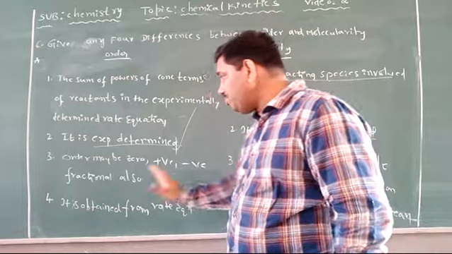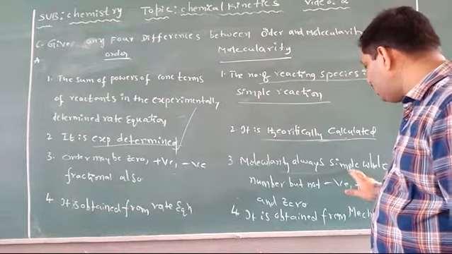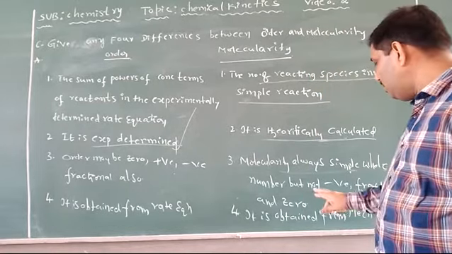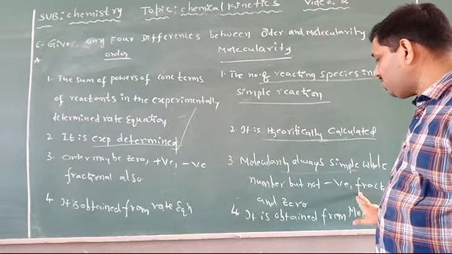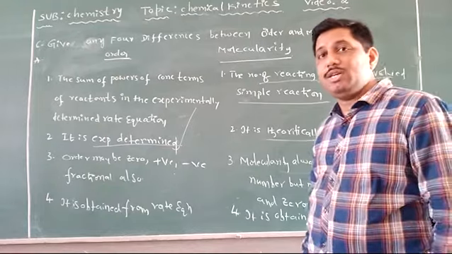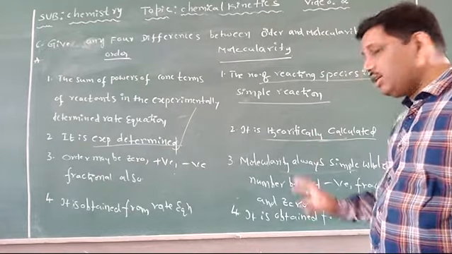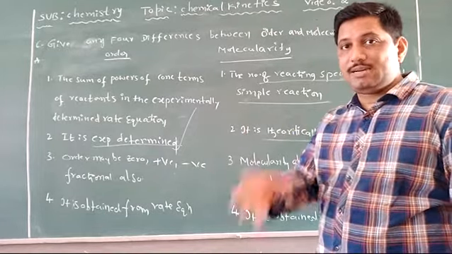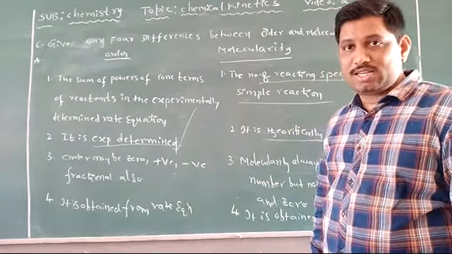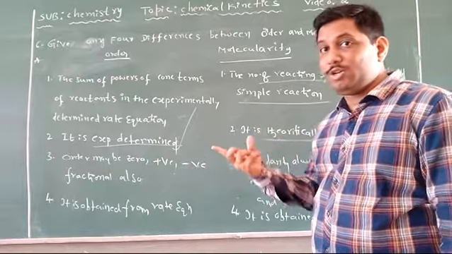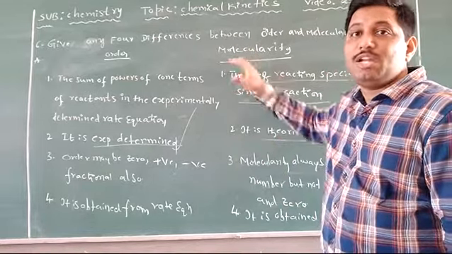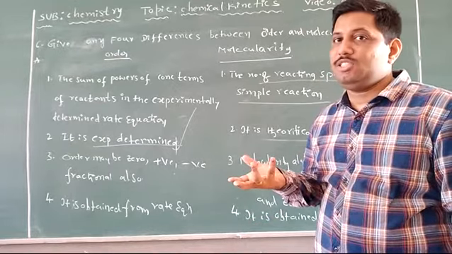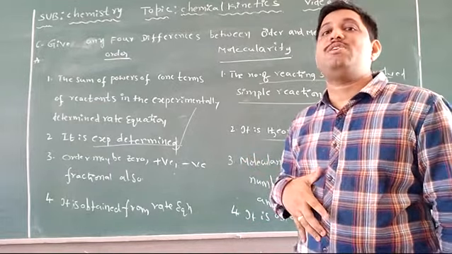Next one, in case of molecularity. The molecularity is always a simple whole number. It may not be negative, it may not be fractional, it may not be 0. That is, 2 is the molecularity, 3 is the molecularity, 1 is the molecularity, but not 0 molecularity. 0 molecularity means 0 reactant molecules. That reaction is not possible. Minus 3 reactant molecules, the reaction is not possible. 1 by 2 reacting molecule is not possible.